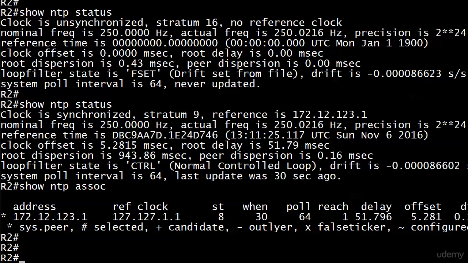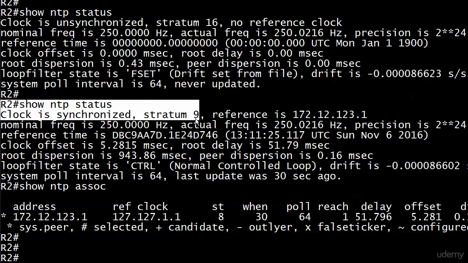And we are all set. Router 2, pardon me for a moment, router 2 at show NTP association is showing everything we would expect to see. And even more importantly, show NTP status shows the clock is synchronized.